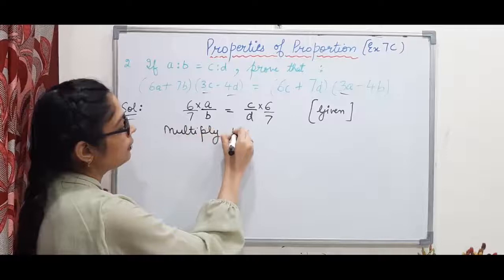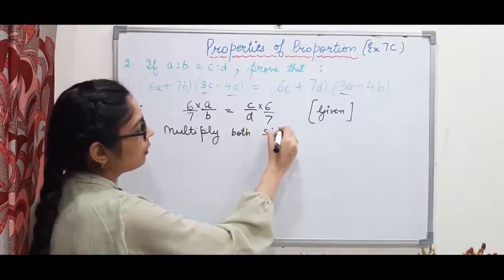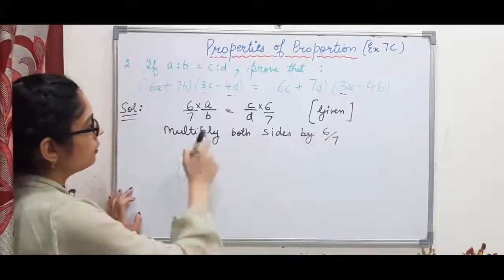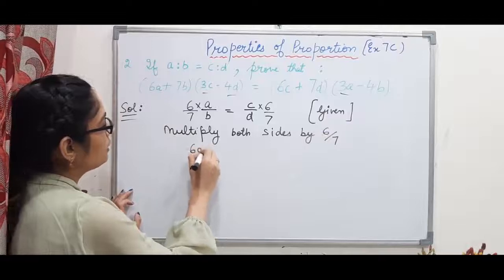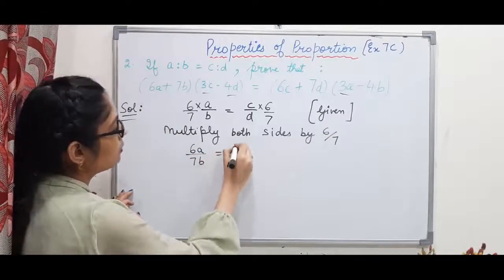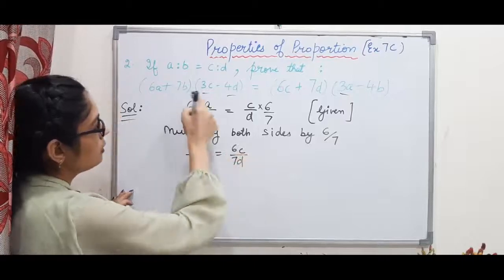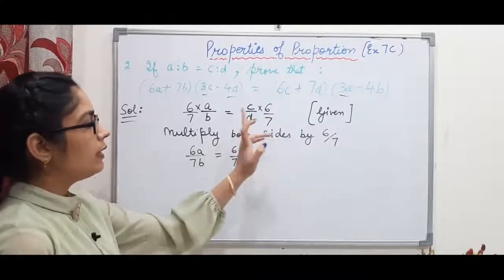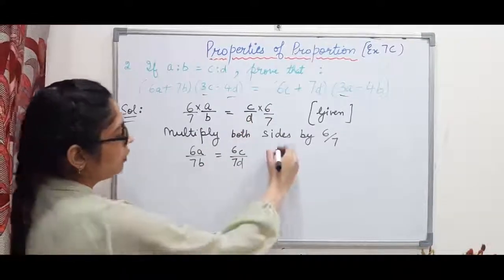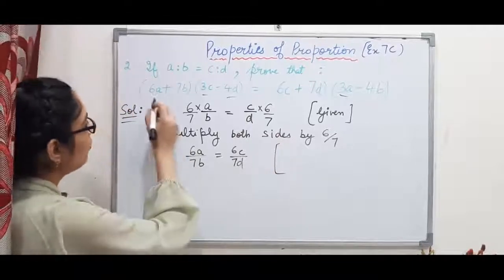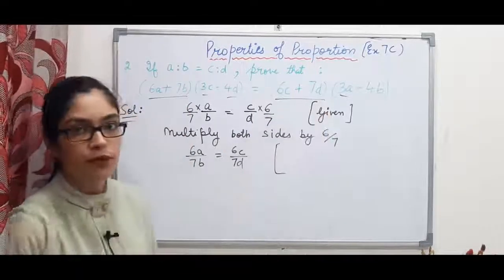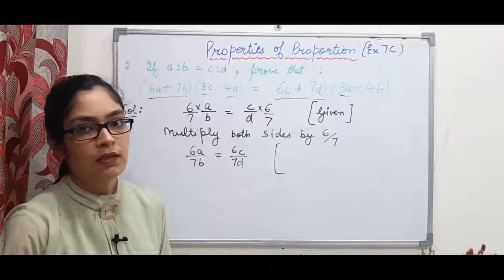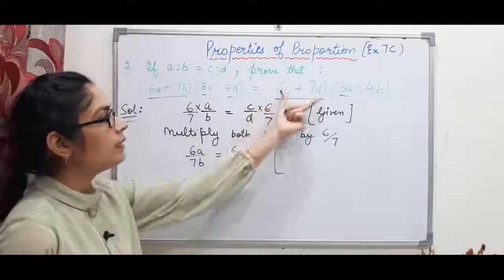So I have multiplied both sides by 6 by 7. After multiplying, I got 6A by 7B equal to 6C by 7D. 6 into A, 6A; 7 into B, 7B; 6 into C, 6C; D into 7, 7D. Now again we have to see what is given and what we have to prove. So 6A plus 7B, 6C plus 7D. So 6 and 7, these terms are getting added.